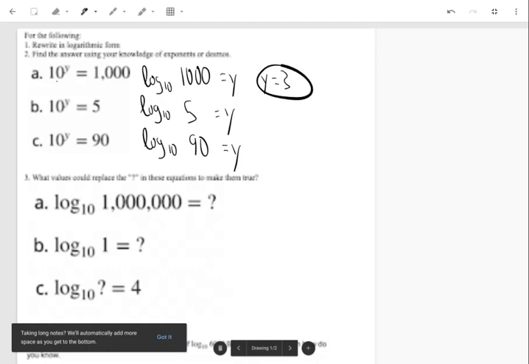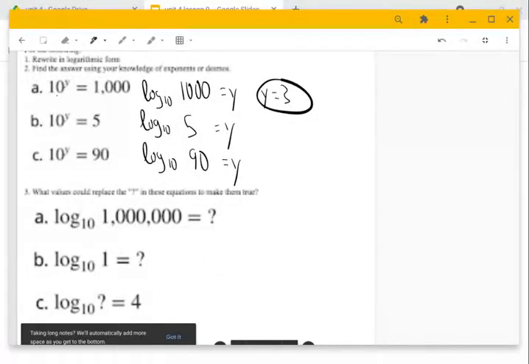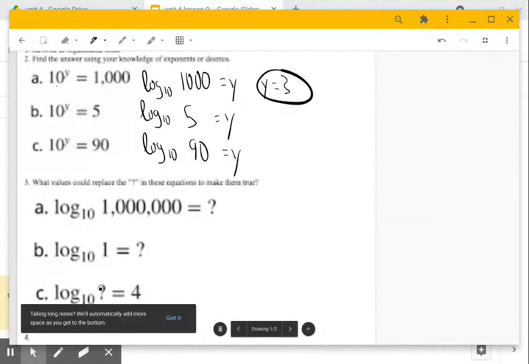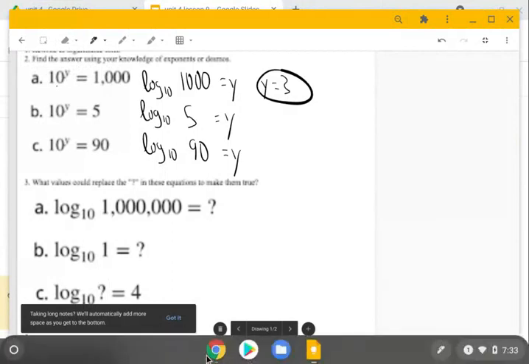I know, for example, that 10 to the power of 1 is 10. So I know it has to be less than 1. And I know that 10 to the power of 0 is 1. So it has to be between 0 and 1. So to find the answer, we're going to go on Desmos. So I'm going to show you how to calculate logarithms on Desmos.